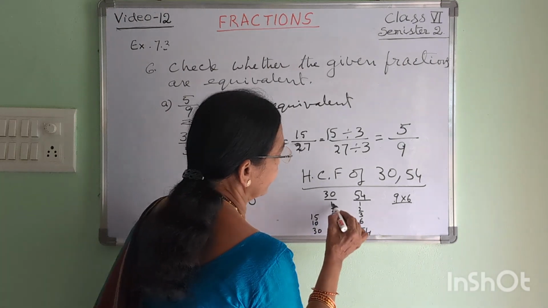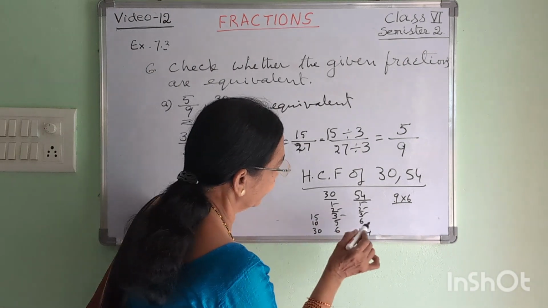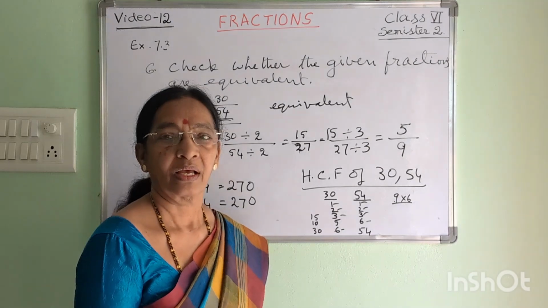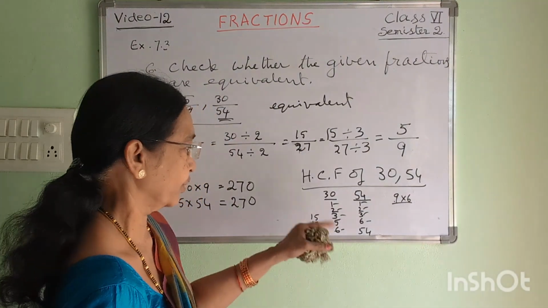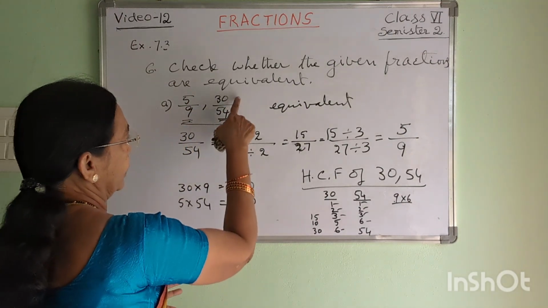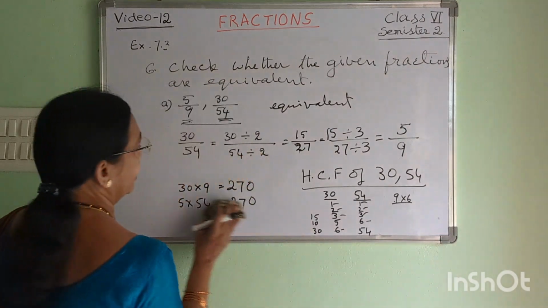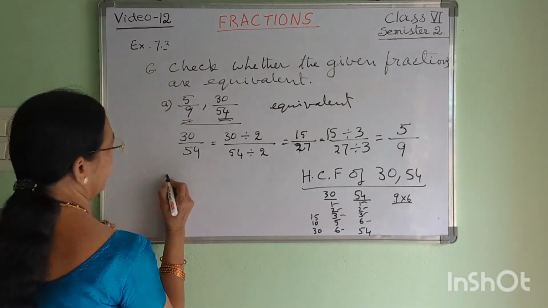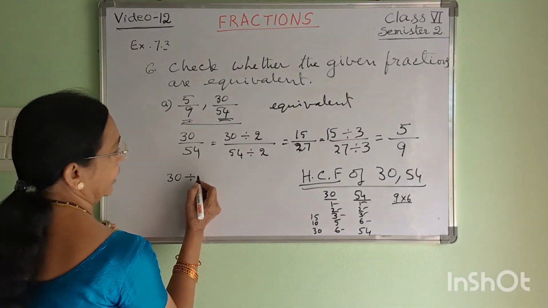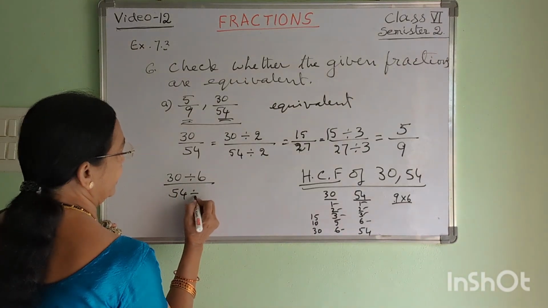So common factors 1, 2, 3. 5 is not common in both. 6 and 6. 6 is the highest common factor. Above 6 there are no common factors for both the numbers. So 6 is the highest common factor. We divide both 30 and 54 by 6. 30 divided by the highest common factor, HCF, which is 6, and 54 divided by 6.